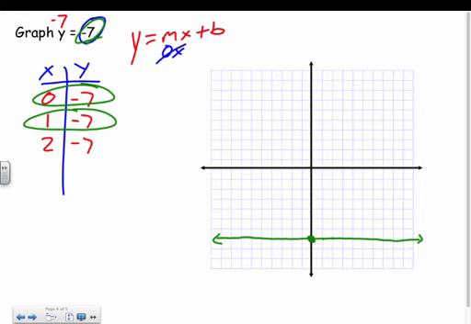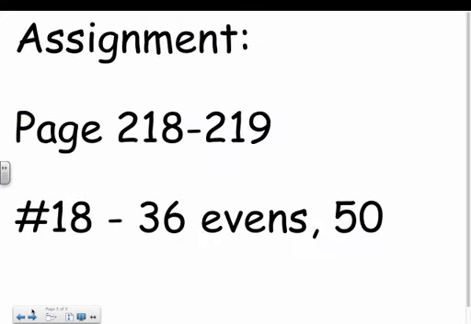If I would happen to have something like x equals something, like x equals 4, I just go to 4 on my x-axis, and now it's a vertical line instead. So if I have something like that, I can remember those rules, it's pretty quick, and then I don't have to think about it too much. There we go. Little introduction on slope-intercept form.